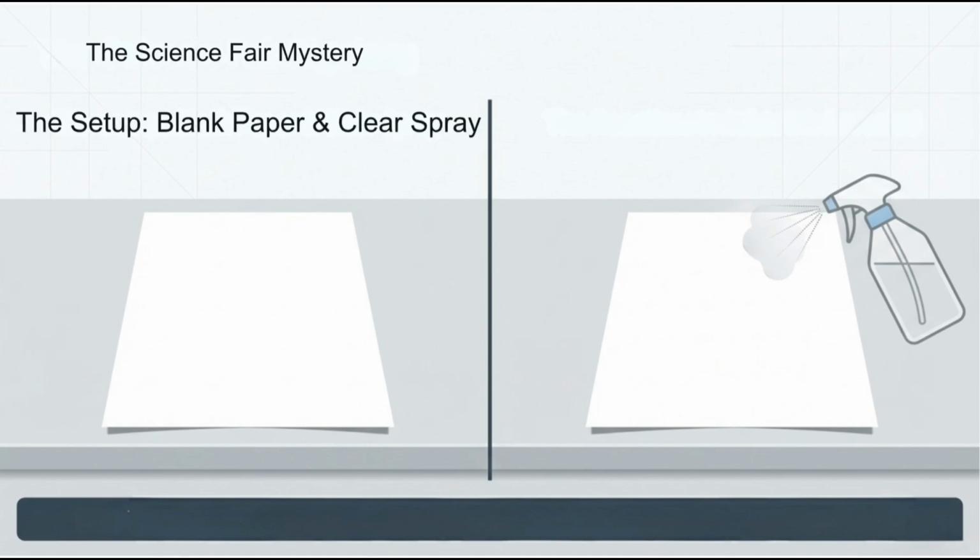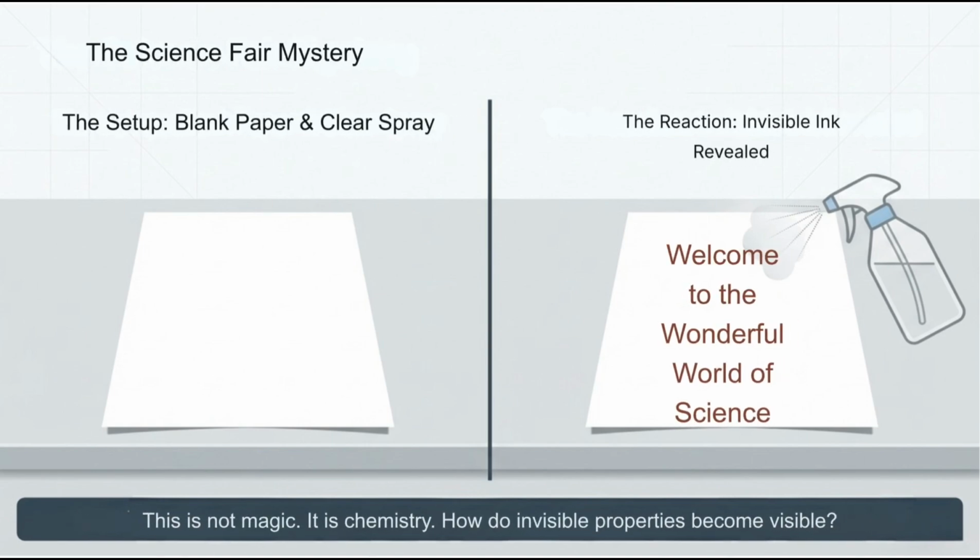Our journey starts at a school science fair with siblings Ashwin and Kirthi. They were given a blank white paper, but when a volunteer sprayed it with a mystery liquid, a secret message appeared. It looked like magic, but it was actually a clever chemical reaction involving substances we are about to study.